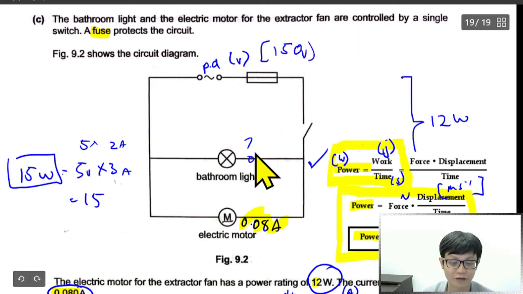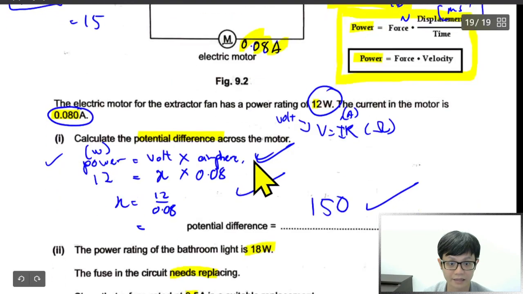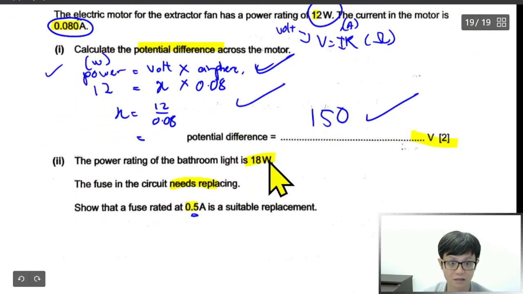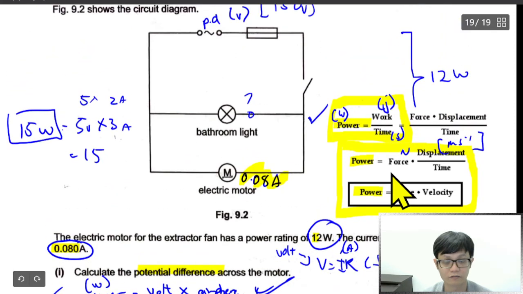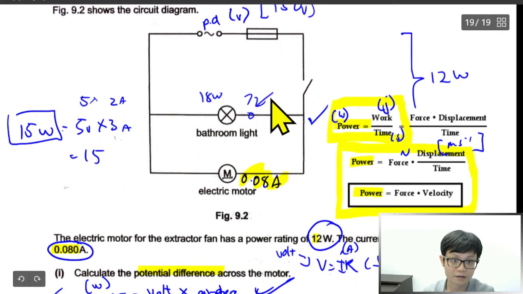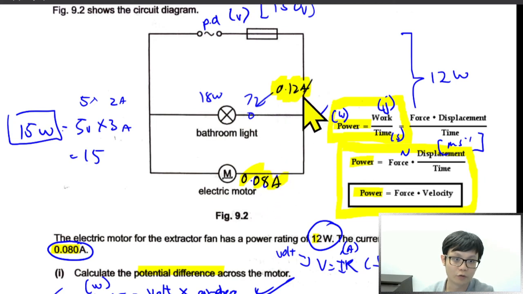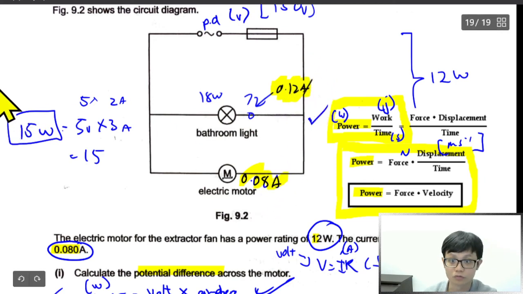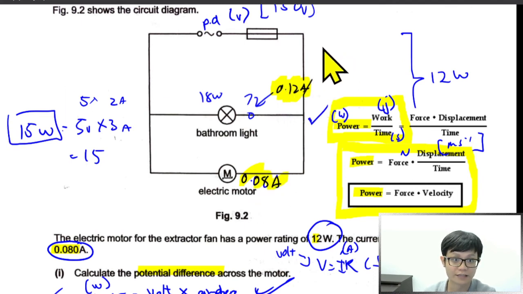And I need to find the ampere. It is also given in the question that the light bulb is 18 watt. So 18 divided by 150, I get 0.12 ampere. So I need to add 0.08 plus 0.12. The total I get is 0.2 ampere.